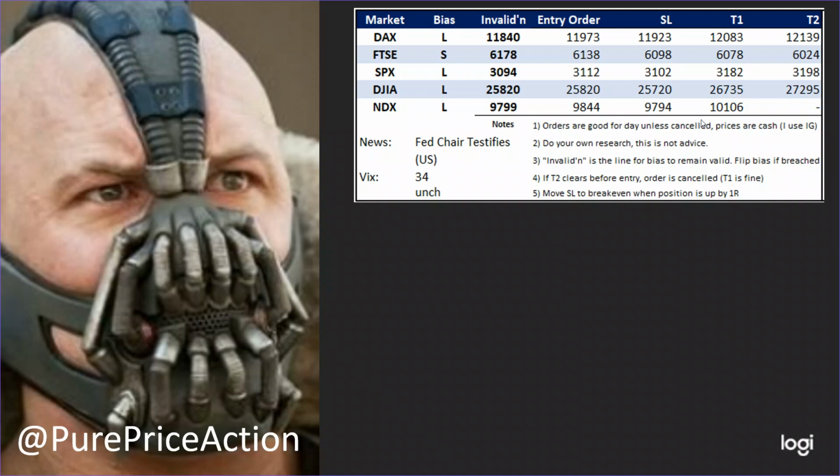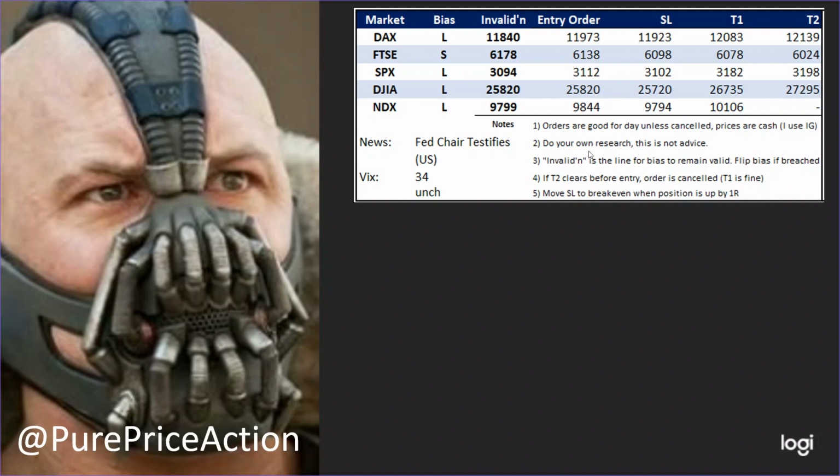The very first item here is that prices are cash prices. So these prices are the cash market, not the futures. You will need to look up the futures prices on the day, and they do vary by broker, and adjust accordingly. For instance, if the DAX future was 20 points higher, you'd have to add 20 points to this entry order to align it with the futures price. I use IG for these levels. These levels are all driven by a chart in IG, and if you want to use that as a reference, you can. So these are cash prices in IG.